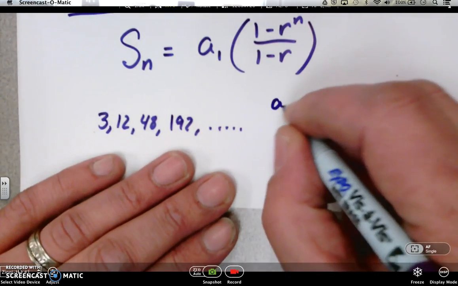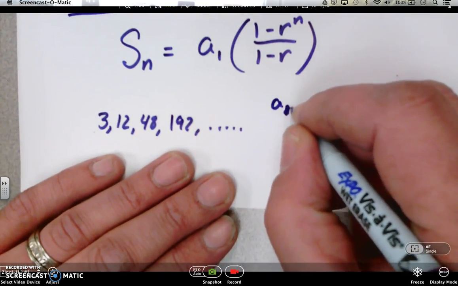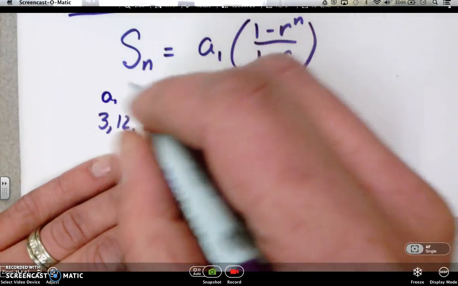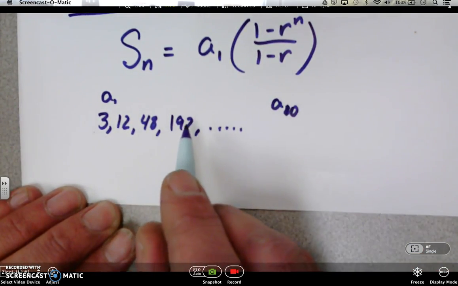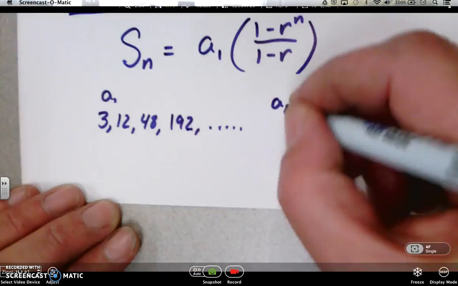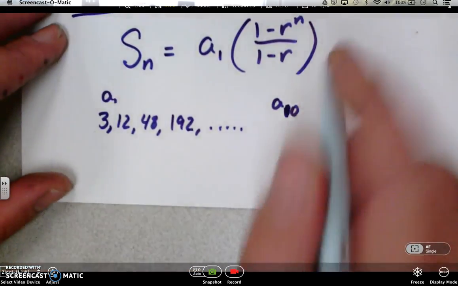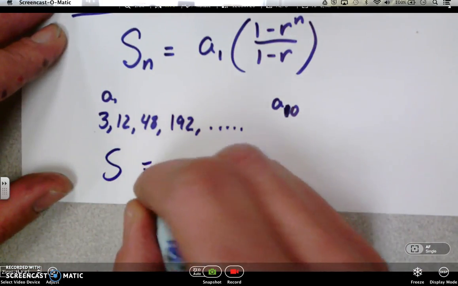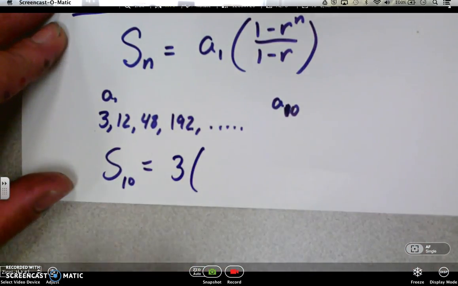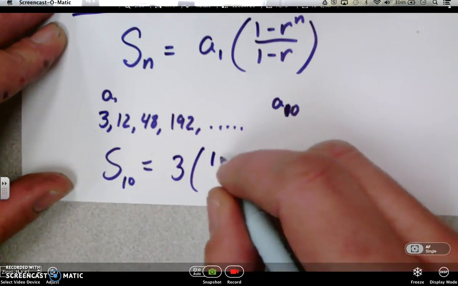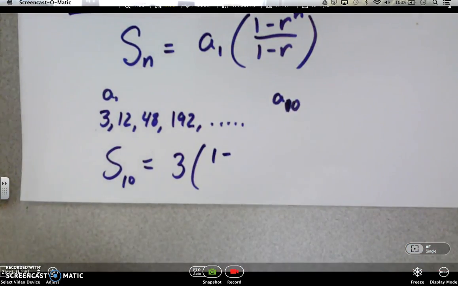And let's say we wanted to go up to, let's go to the 10th number. This is already going to get pretty big, because you notice we're already in 192 by the fourth term. So by the 10th one, we're going to be pretty big. Okay. What's nice about this formula, the sum of 10 terms would be a1, which is 3, and then 1 minus r, again, got to know what r is.